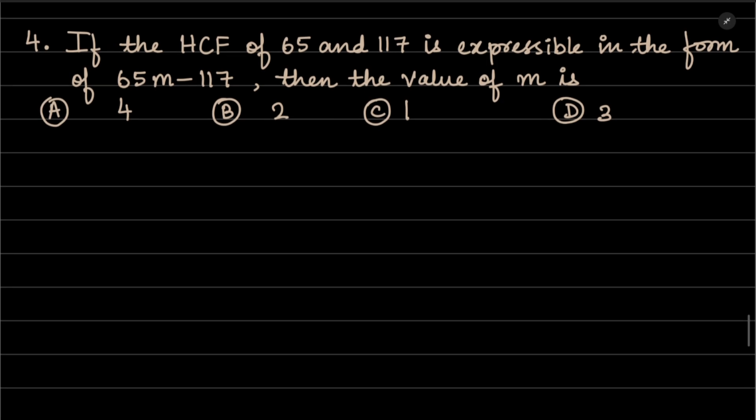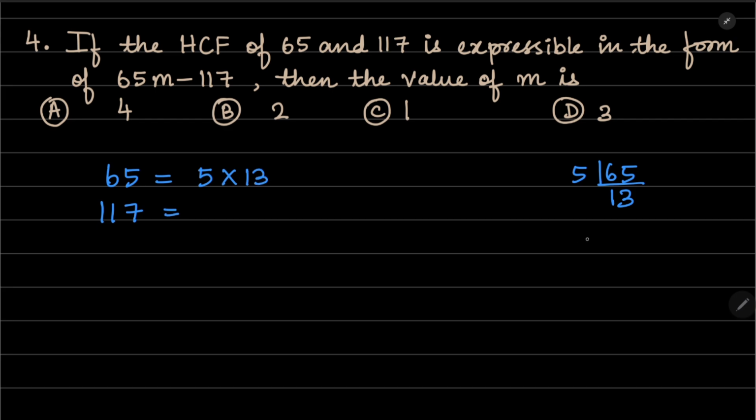The fourth question. The question is, if the HCF of 65 and 117 is expressible in the form of 65m minus 117, then the value of m is 4, 2, 1 or 3. You have to check it. First of all, let us find the HCF of 65 and 117 by doing prime factorization. For 65, let's begin with 5. 5 ones are 5, 5 threes are 15 and 13 is a prime number. So the prime factorization of 65 is 5 multiplied by 13.